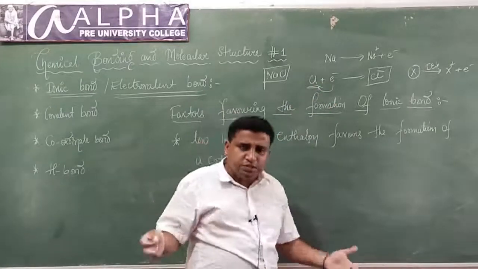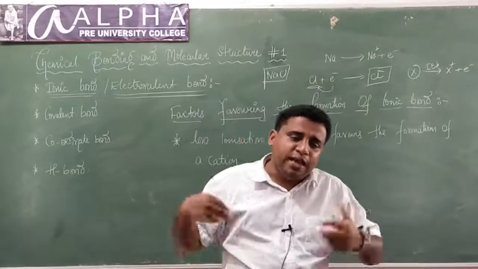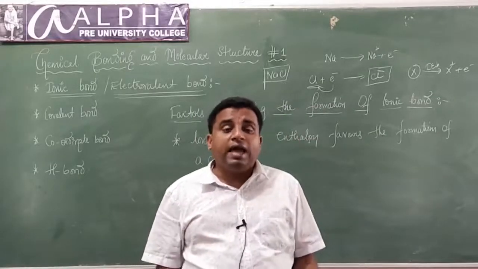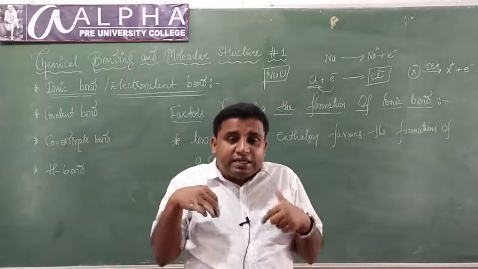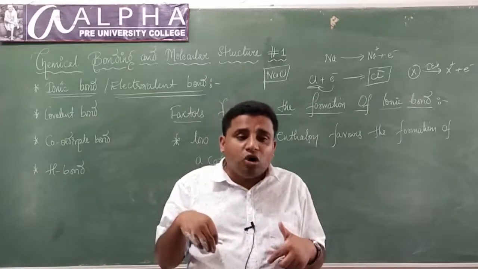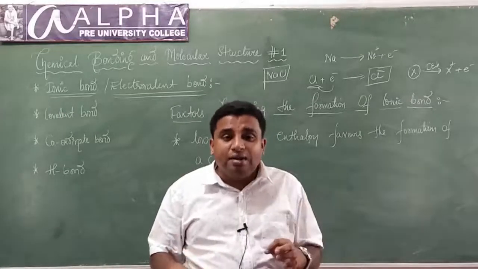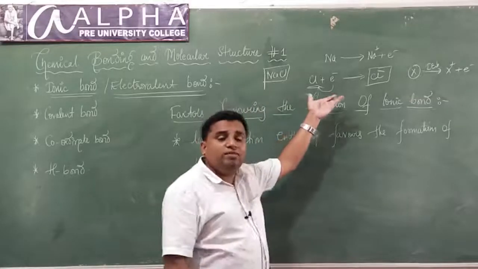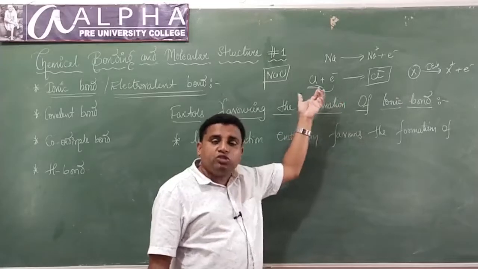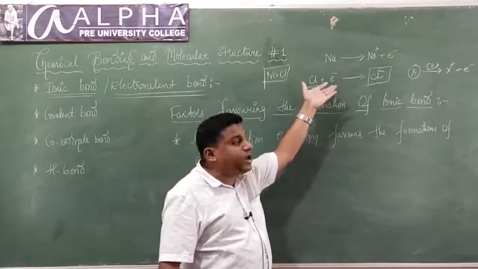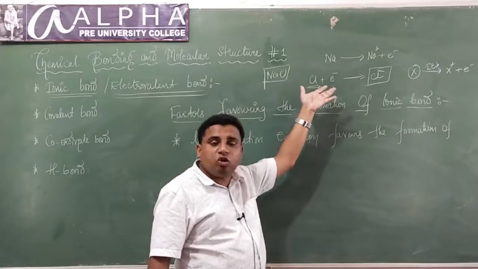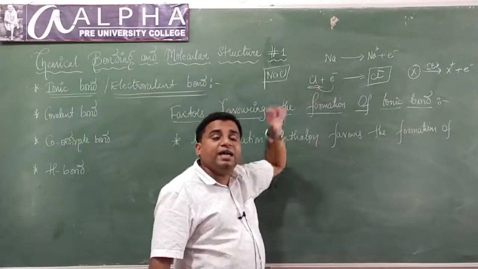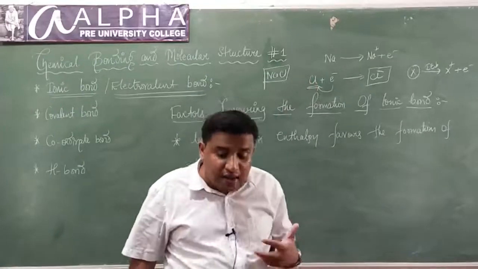Does some element simply accept an electron as such without any condition? No. An element will easily accept an electron and form an anion only when the element has high electron affinity. If the element does not have high electron affinity, how will it attract the electron? If this element has to accept the electron, it should have high electron gain enthalpy or high electron affinity.